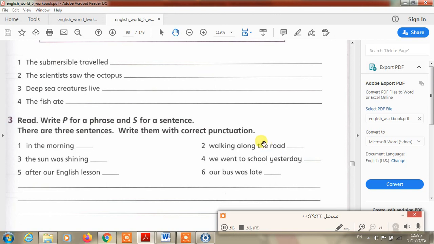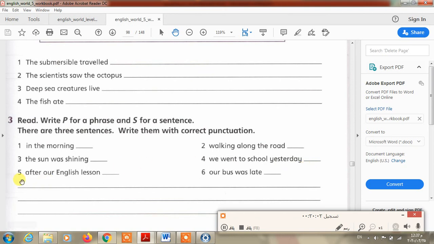Did you get a meaning? Did you get an idea? No, so it is a phrase. Number 3, the sun was shining. It gives me a complete idea. So it is a sentence. We will write S. Number 4, we went to school yesterday. Also it gives me a complete idea. So it is a sentence. We will write the letter S.